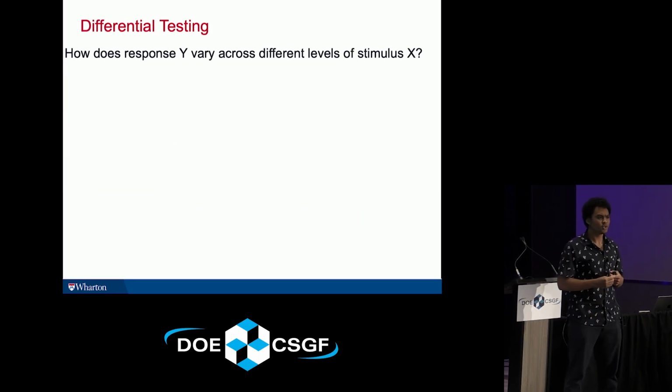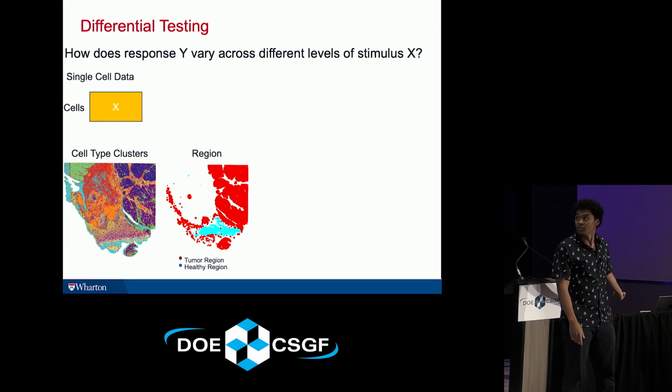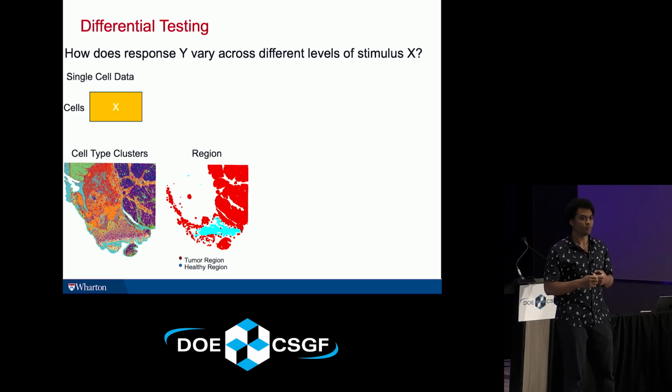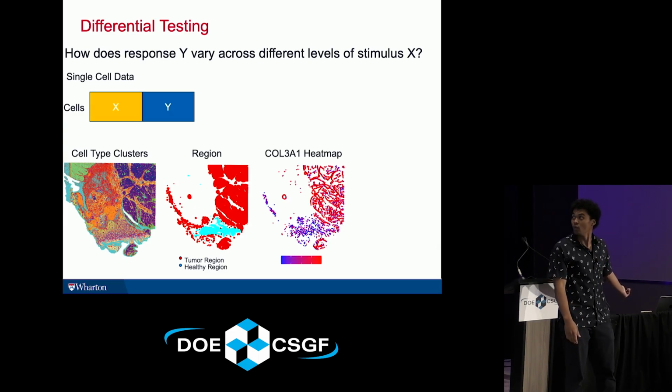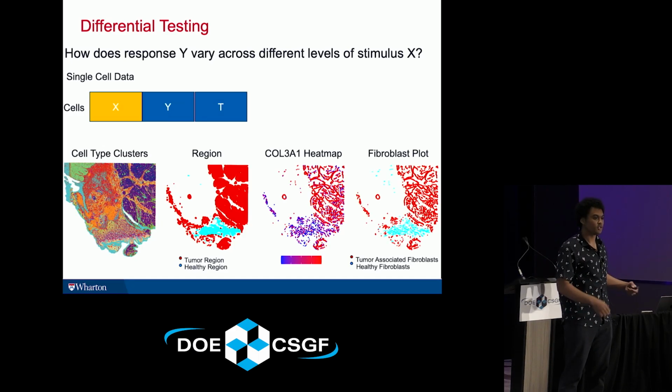And this question is really just part of a more broad set of questions known as differential testing. So with differential testing, we're really just asking how does some response Y change with the levels of some stimulus X. So for example, we start with our cells, and our X here is going to be region, so you can one-hot encode the 5 regions that we have. Our Y is going to be gene expression, so we'll be doing this for each individual gene. And for each cell type, we can isolate which cell types are in our tissue.